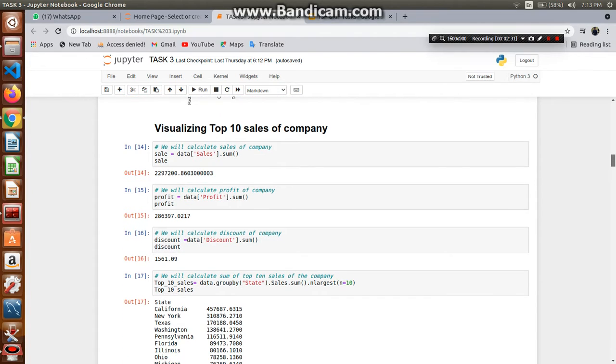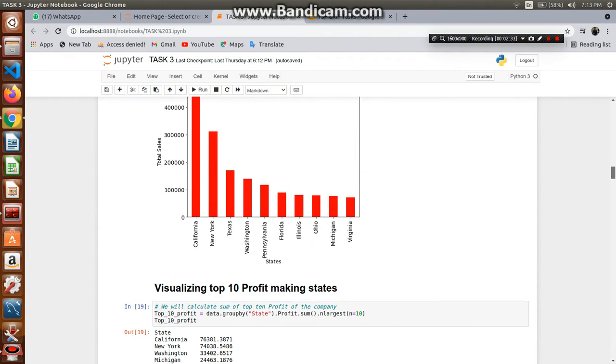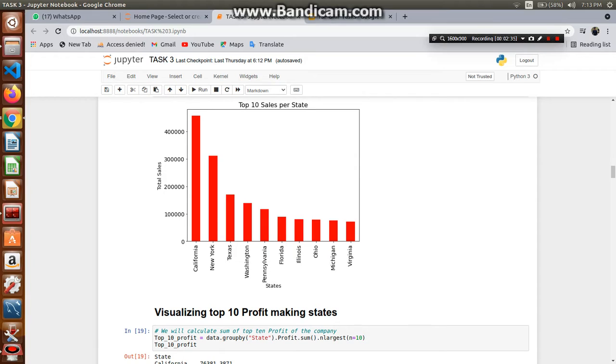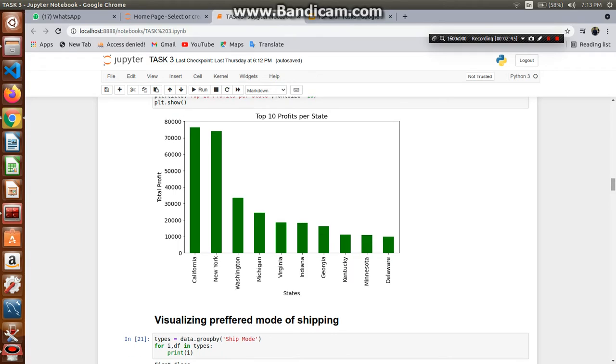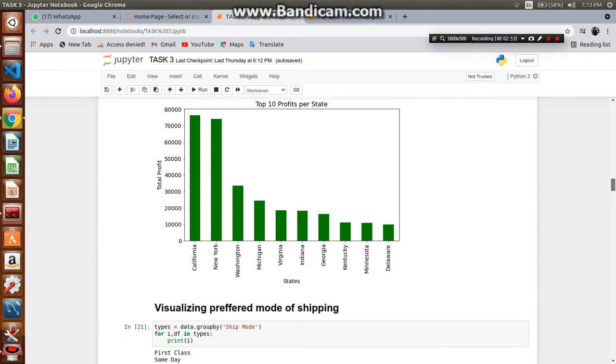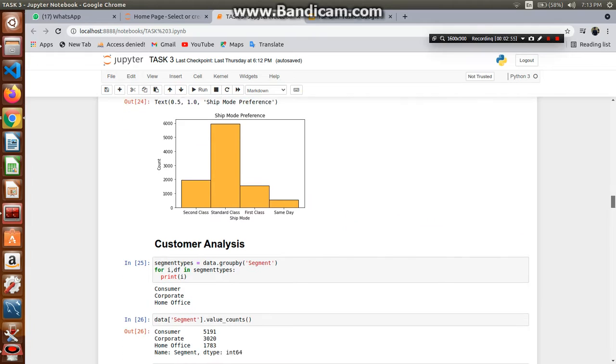We'll start with visualizing the top 10 sales of the company. So which states give us the top 10 sales? California gives the highest, New York second, Texas third, and the rest of them. Moving ahead to the top 10 profit making states. So California, as being the highest sales state, it also makes the most profit, followed by New York, Washington, Michigan, Virginia.